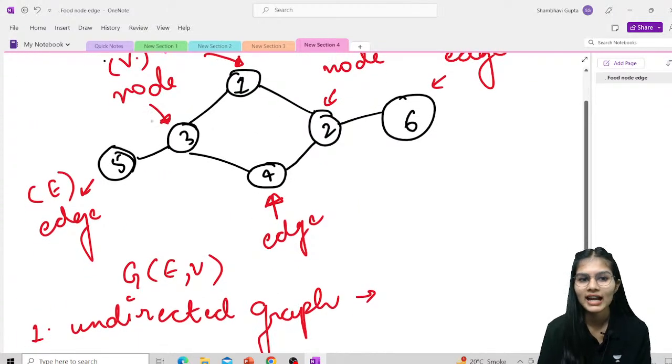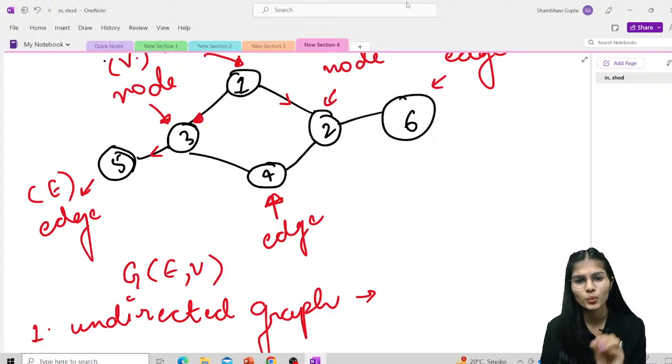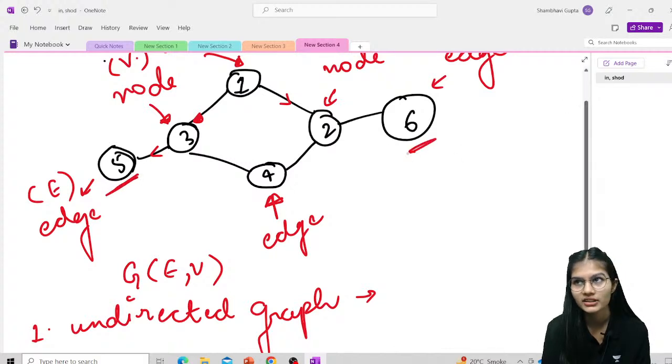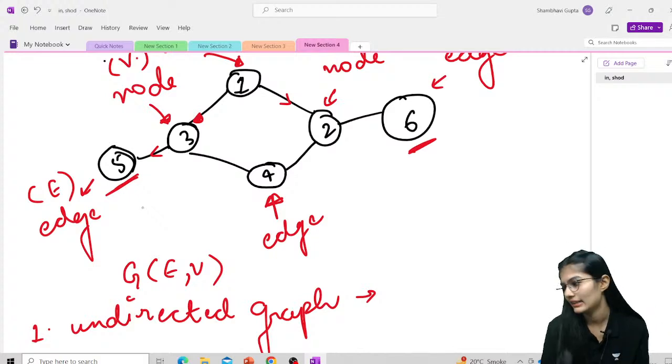Now, when in real life any graph comes up, you will say that 1 is referring to 3. There will be arrows. 3 is referring to 5. 1 is referring to 2. So these kind of arrows will be there. Whenever you see there is no direction for the edges, like I have this here as 5 and this here as 6, wherever these do not have any directions, in that case, we say it is an undirected graph.